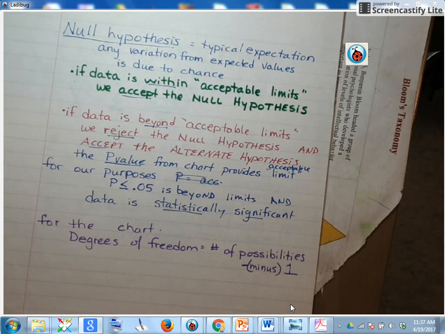If you had a choice between Pepsi or Dr. Pepper, you have 2 choices. Pick one. Okay. Your degrees of freedom are 1. 2 choices, Pepsi or Dr. Pepper, 2 choices, minus 1.